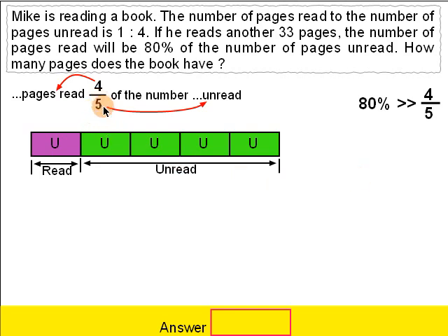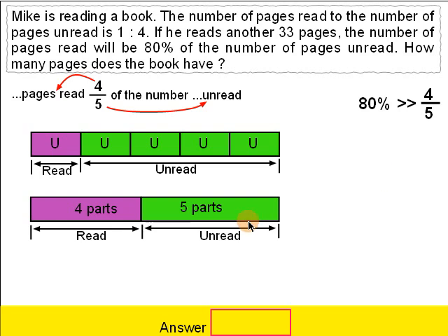Over here, it means the denominator 5 means the number of pages not read, and 4 is the number of pages read. That means we now look at 5 parts being the unread and 4 parts being read. So we draw it as such. Notice that all the 4 parts and 5 parts add up together must be equal to the 5 units, because we are looking at the same book. The number of pages is the same.